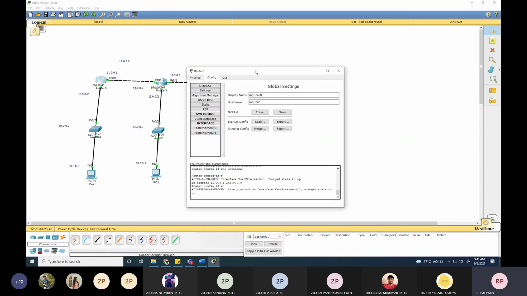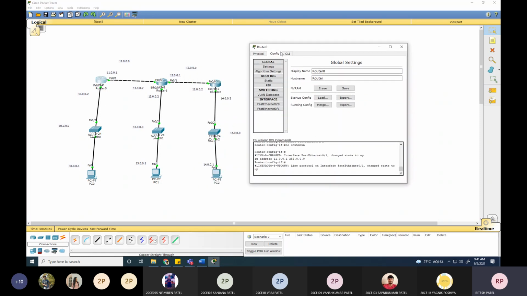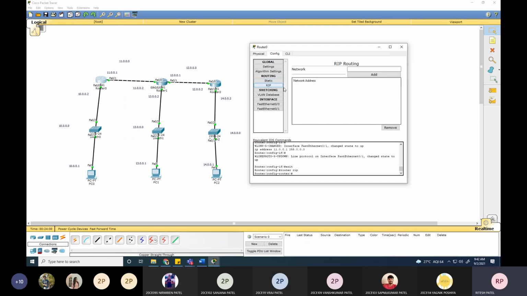In dynamic routing protocol, what you need to do is go to the config, then go to routing. There are two tabs over here, static and RIP. Static I discussed last time. RIP is Routing Information Protocol, and it's a distance vector protocol. What we have to do in RIP is it asks for the network. We have to add networks over here.